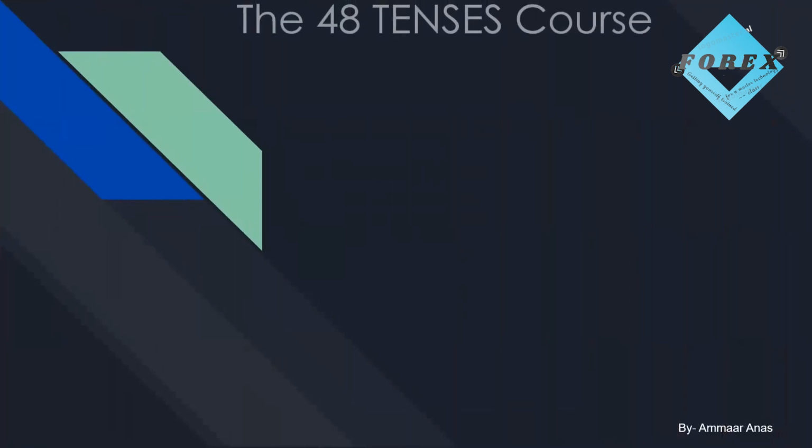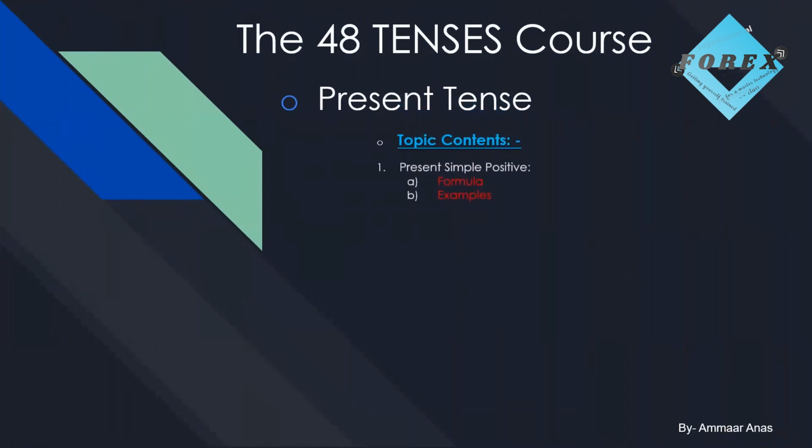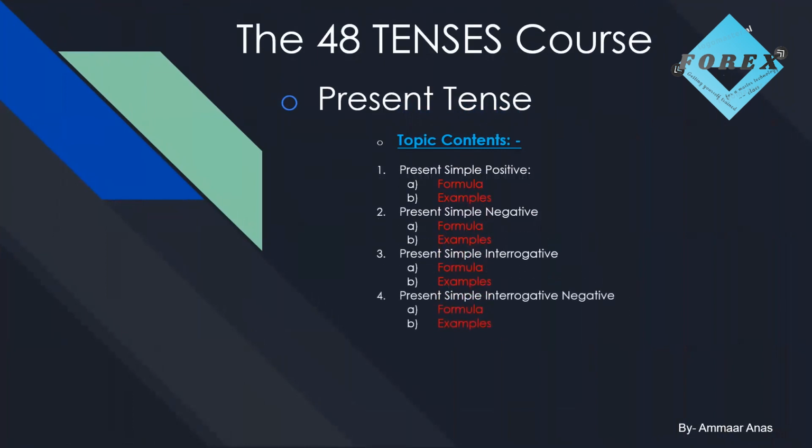Everyone, welcome back. Now from this 48 tenses course, today we'll be looking into the present tense. From the present tense we have four forms: the present simple positive, present simple negative, present simple interrogative, and present simple interrogative negative. But today what we'll be looking into is the present simple positive tense, purely that.